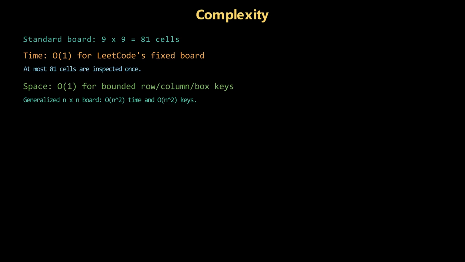For the standard Sudoku board, the size is fixed at 9 by 9, so time is O of 1, we inspect at most 81 cells. Space is also O of 1 because the set can hold only a bounded number of row, column, and box keys. If generalized to an n by n board, this same structural scan would be O of n squared.